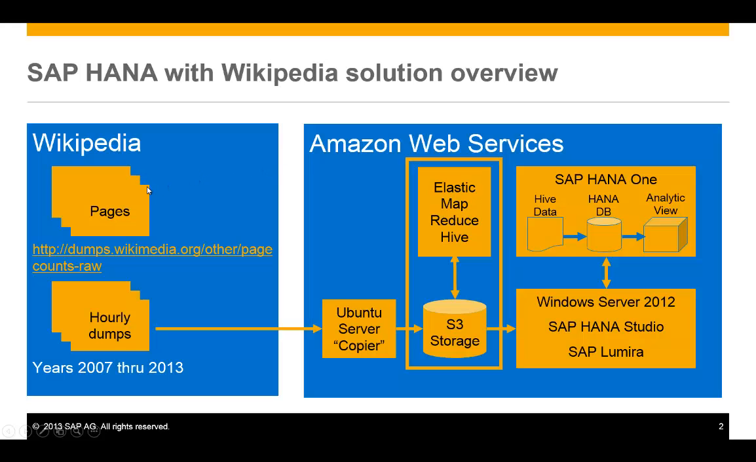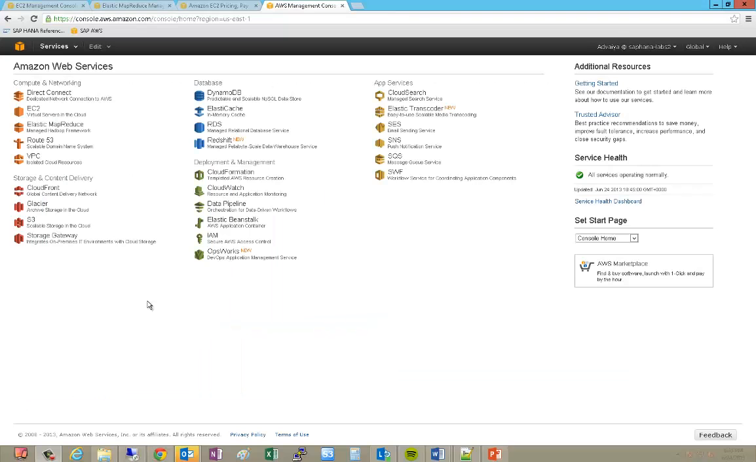In our prior video, I showed you how you can take the data that comes from Wikipedia and the hourly dumps that they have, and use an Uber server as a copier mechanism to get the data into our S3 storage. This particular video will focus on using Elastic MapReduce and Hive and the S3 storage to prepare our data for importing into SAP HANA. So let's begin.